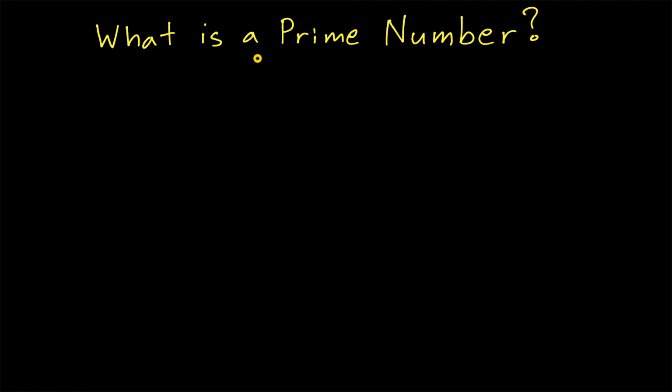So today we're going to learn how to find prime numbers. But before we do that, let's try to recall what is a prime number. So a prime number is simply just a number that can only be divided by 1 and itself.